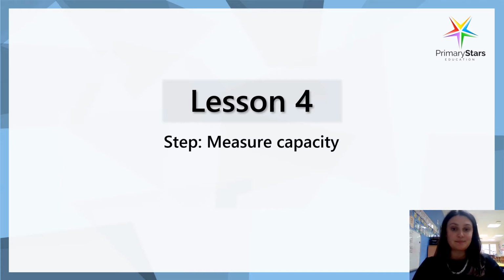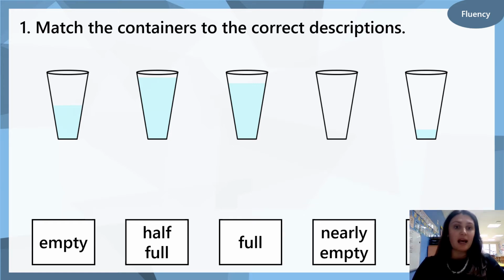Let's get started. So question 1, we have some different containers and we have some different words. What we're going to do is on your paper, I'd like you to write number 1 for question 1, and we have the different words. We have empty, half full, full, nearly empty, and nearly full. I would like you to write down these words and to draw the correct cup. You can see all the cups at the top. Now they're all mixed up. I want you to write the word and to draw the correct cup.